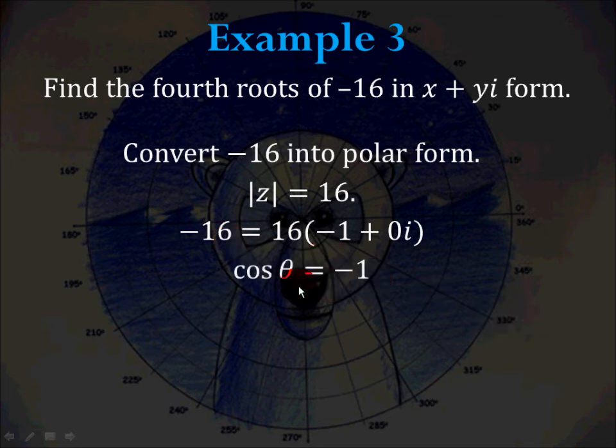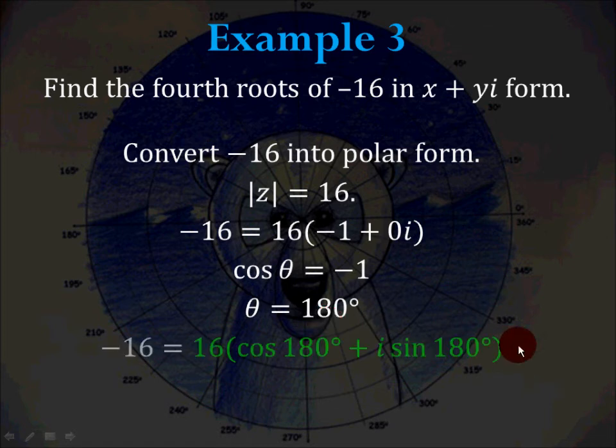So now, we're going to figure out that the cosine of theta is negative 1, sine of theta is 0. If cosine theta is negative 1, our angle for theta has to be 180 degrees. So negative 16 is the same as 16 times cosine 180 plus i sine 180. Cosine 180 is negative 1, sine 180 is 0, so the i part drops out.